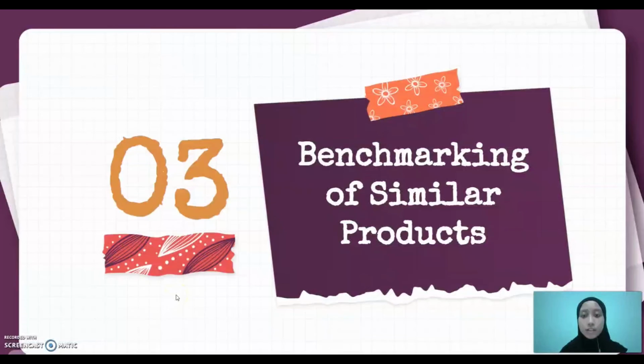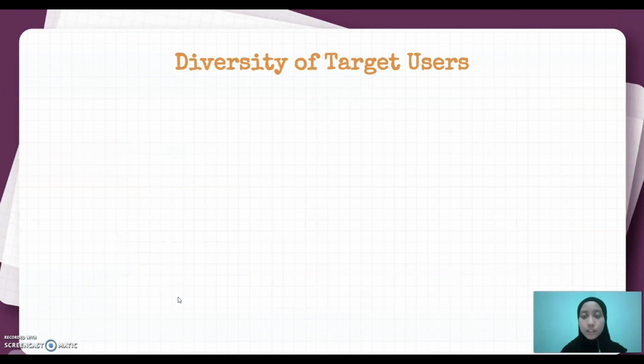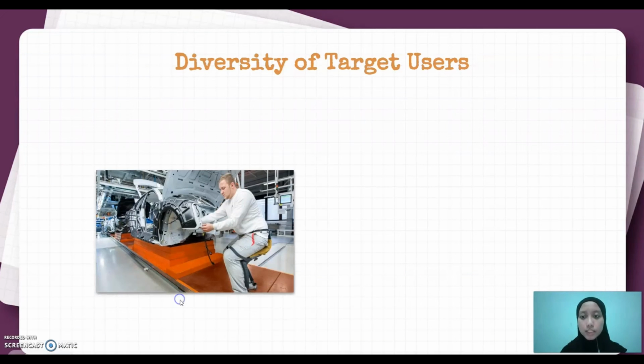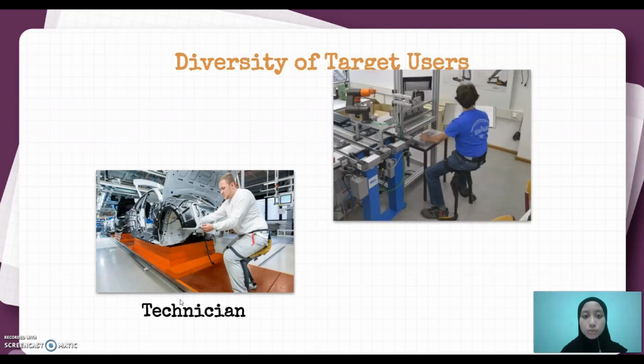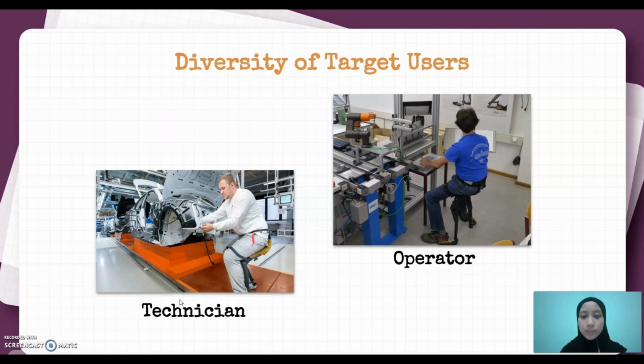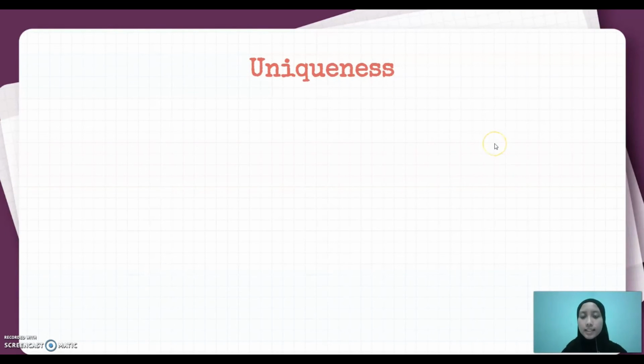Thank you. The third topic is benchmarking of similar products. Diversity of target users: our target users are the technicians and also the operators. These two types of workers are our target users because they do their work by standing too long and it will make them exhausted and fatigued. Next is the uniqueness of our product.